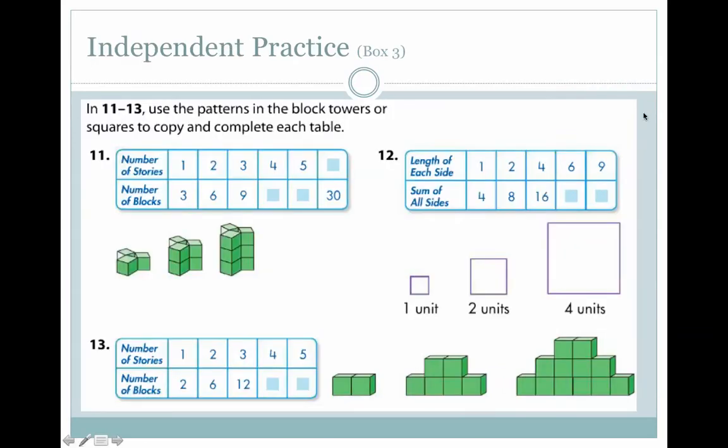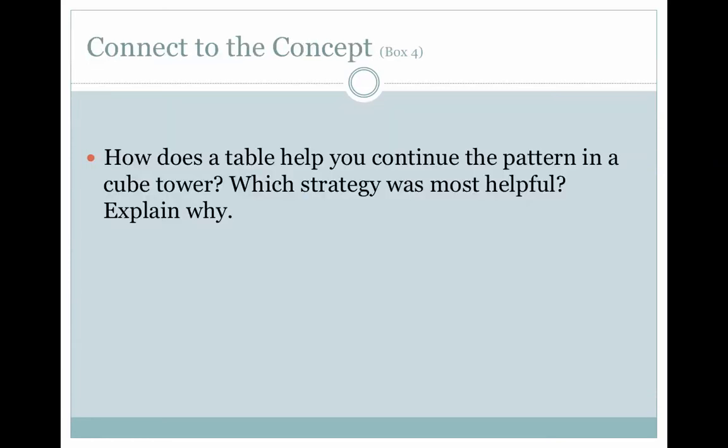Now it's your turn. You're going to complete 11, 12, and 13 in box 3. Be sure to draw out the pictures. You may use grid paper if needed to complete these problems. And to connect to the concept in box 4, make sure you're answering the questions. How does a table help you continue the pattern in a cube tower? Which strategy was most helpful, and explain why?